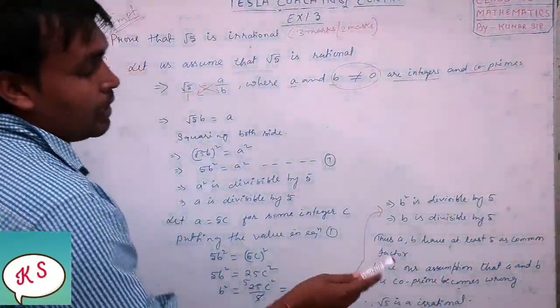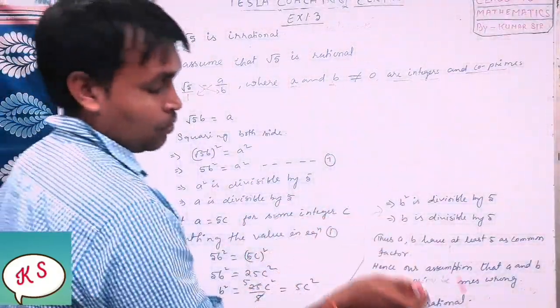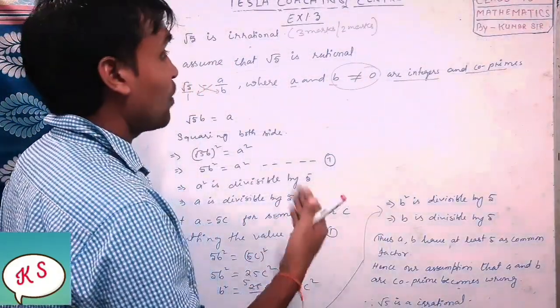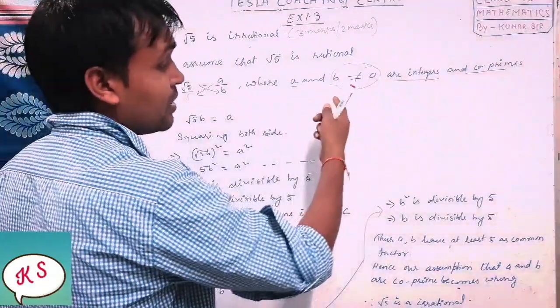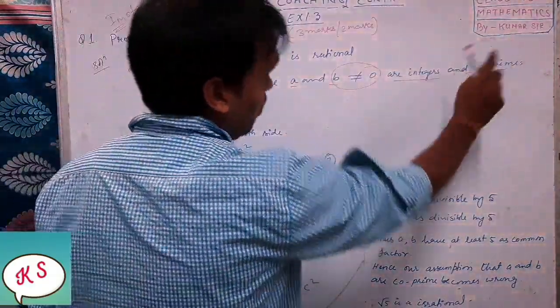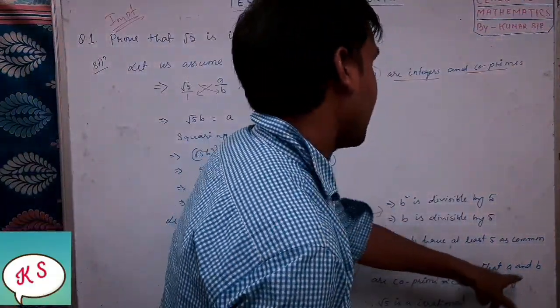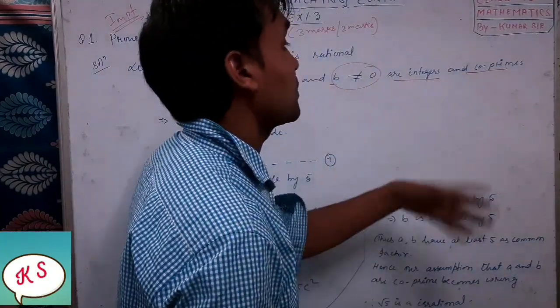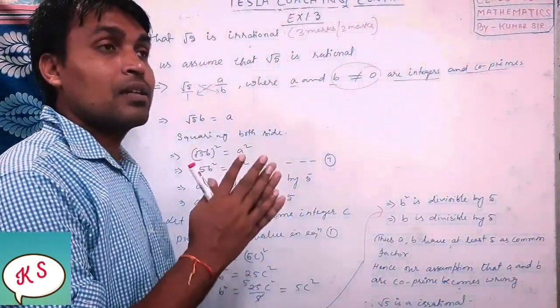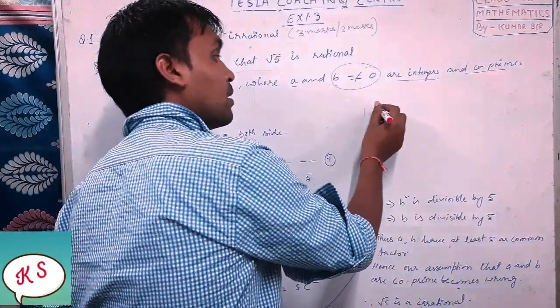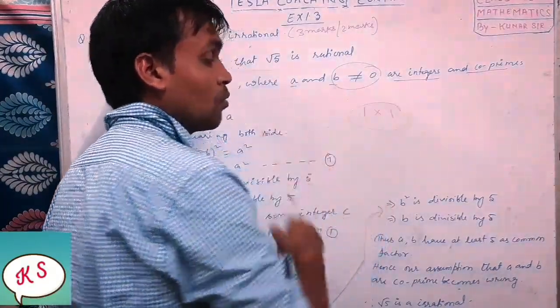So if a and b have at least 5 as a common factor, hence our assumption, what is our assumption? Our assumption is a and b are co-primes. Our assumption that a and b are co-prime becomes wrong. We thought that among a and b the common factor is only 1.